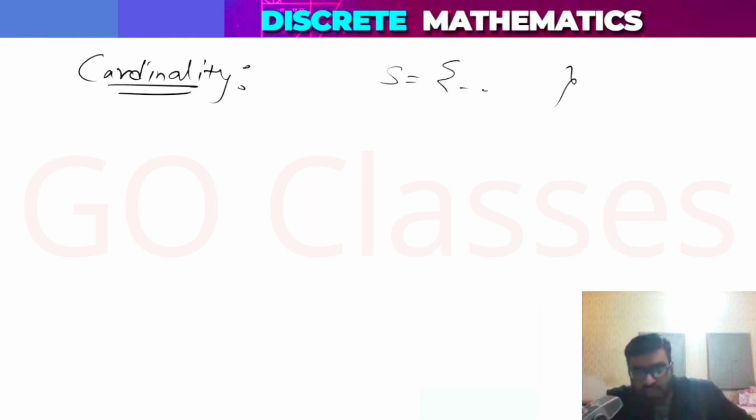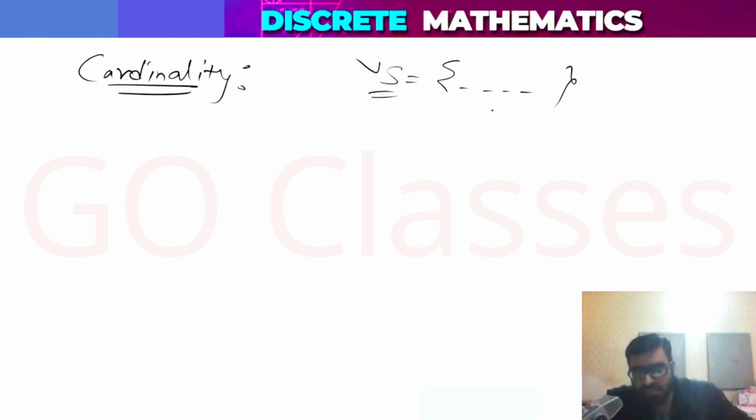Now the next chapter is what is cardinality. If I ask anyone what is the definition of cardinality, then many people will give me this definition. Let's assume I have a set, and if I ask you what is the cardinality of this set S, then many students will say that it is the number of elements in S.